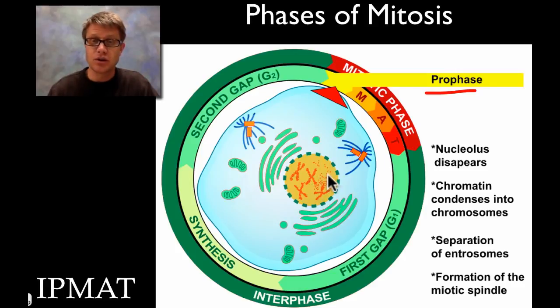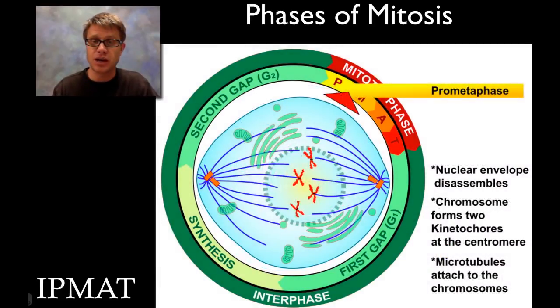There's no more nucleolus. Nucleolus, remember, makes ribosomes, and that's kind of dissolved. We have separation of, this should say centrosomes. So there's centrosomes that are moving to the side. We're going to find this in animal cells. And then we start to get the formation of the spindle. So the spindle are these blue tubes, and those are going to eventually attach to the chromosome. So let's look at the next phase and see what's happened.